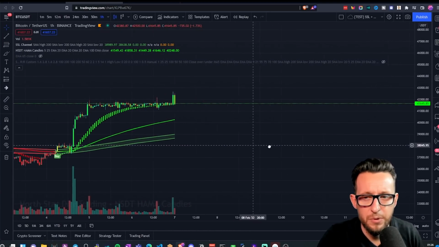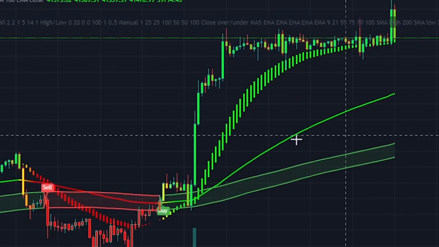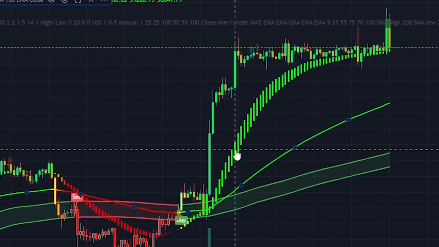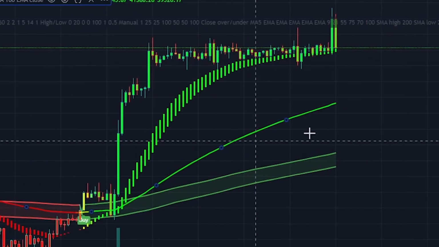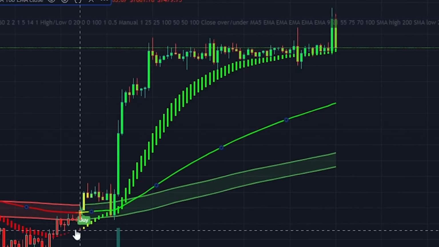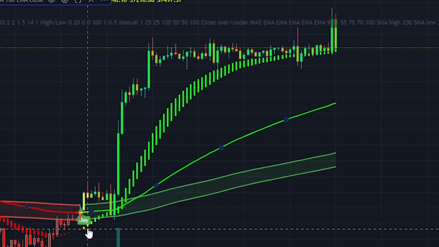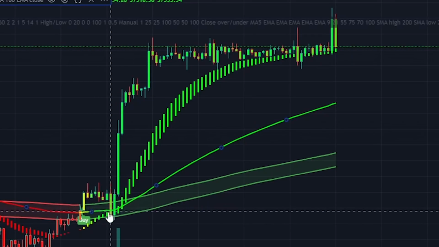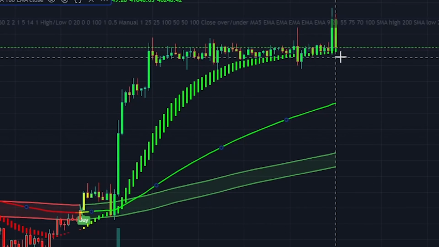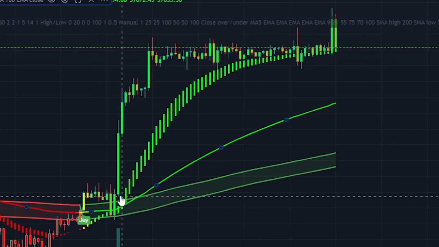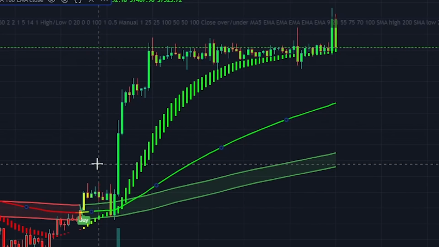A perfect one would be here, as we're just looking at Bitcoin having a bit of a pump. So the first thing we're going to be looking at is our first entry. As price comes above the channel here, we are also above the green candles, so we're looking to be above the channel. This would be our entry indicator here.